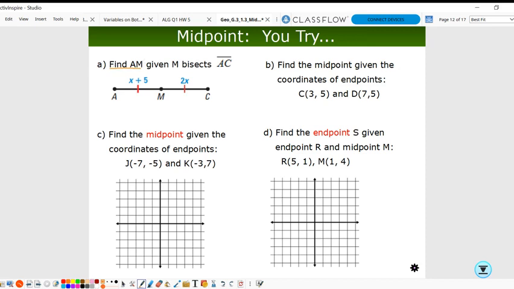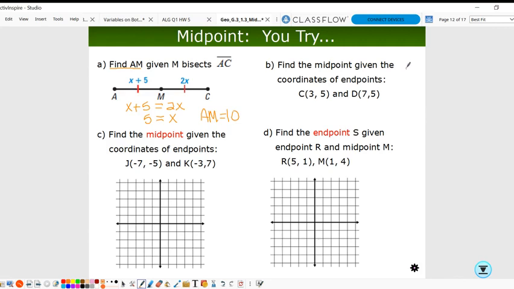Find AM. So I'm going to set my two expressions equal to each other and solve. If I want to find the length of AM, AM equals 10.